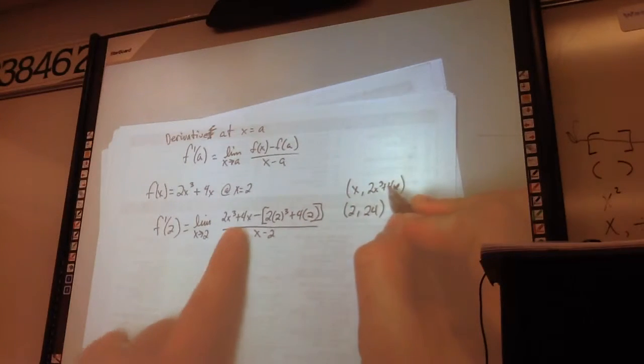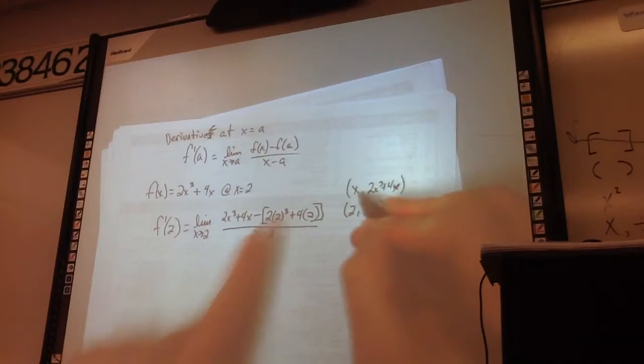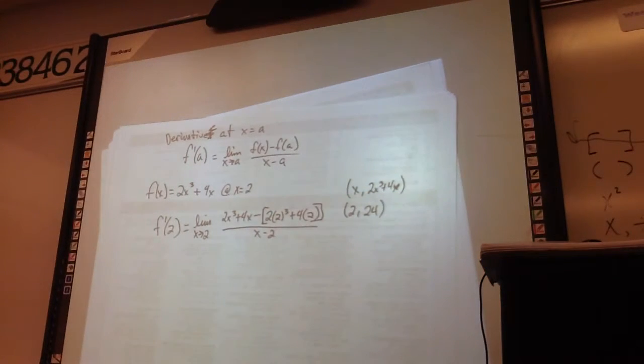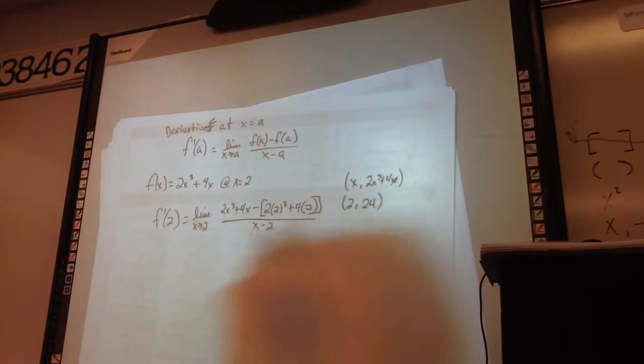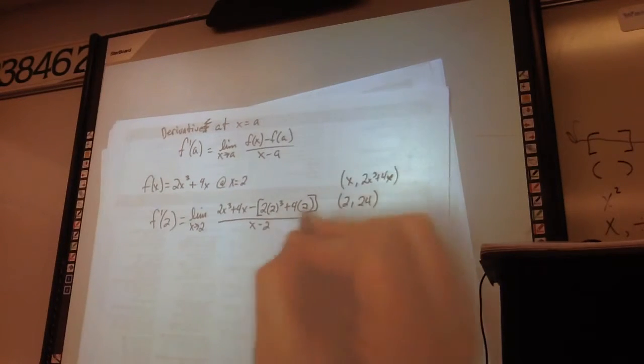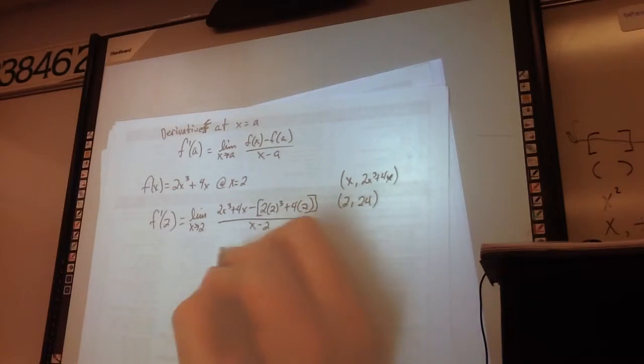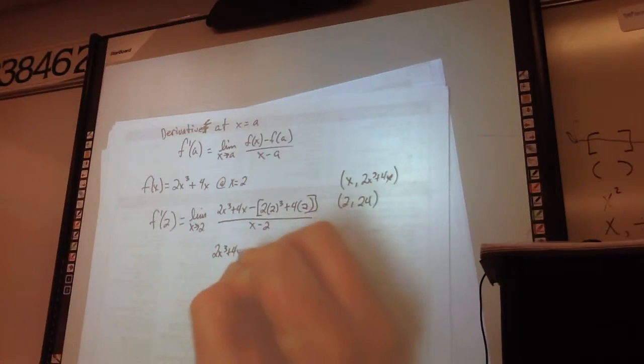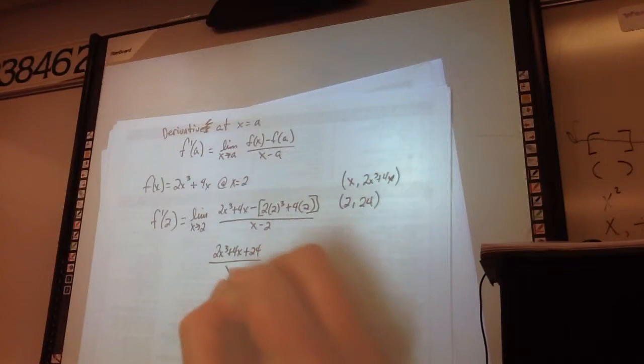So the first minus this over x minus 2, isn't that all it is? Yeah, just change in y over change in x. The only difference here is one of your points is just x. So then you just work out all that fun stuff. That's 24, right? Yeah. 2x to the third plus 4x plus 24 over x minus 2.